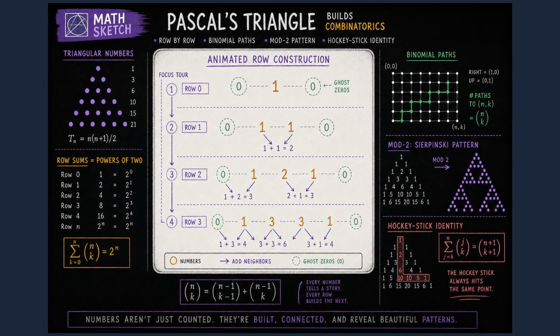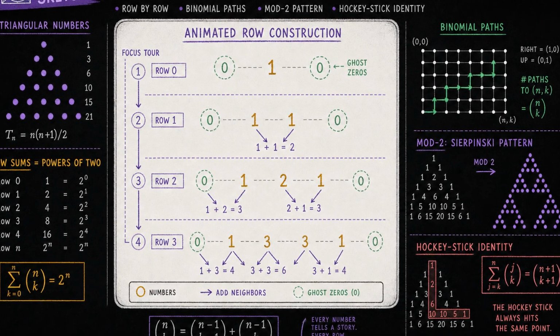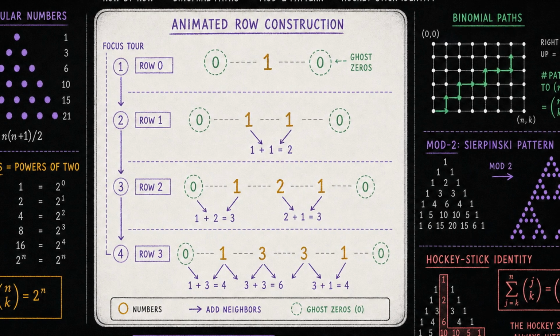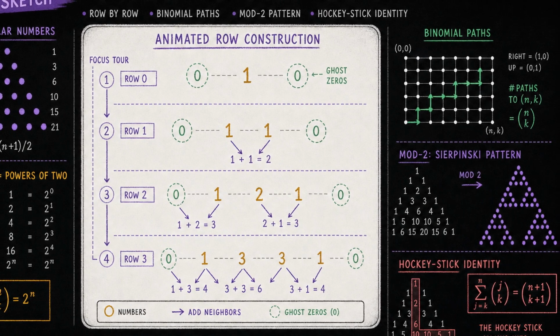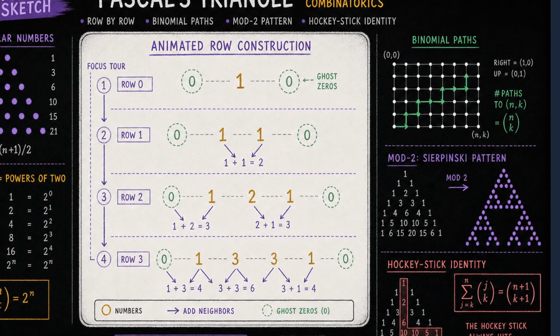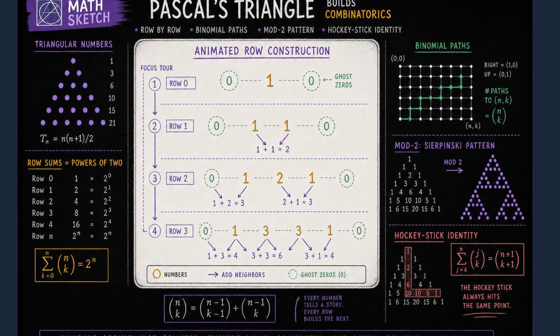Start with a 1 at the top. To build the next row, add neighbors. The two ones in row 1 come from nothing plus 1 and 1 plus nothing. Treat missing neighbors as 0. Row 2 is 1, 2, 1 because 1 plus 1 makes 2 in the center. Keep going. The mechanical rule is addition.